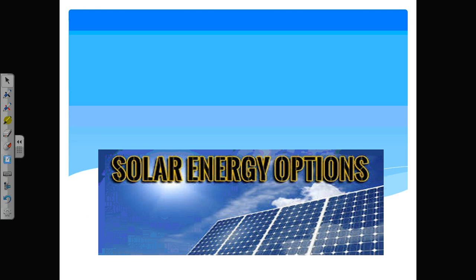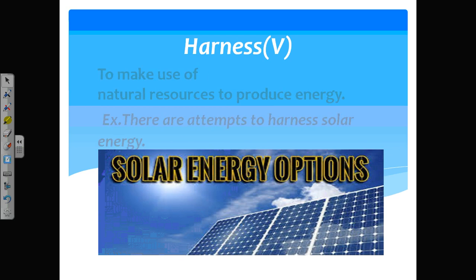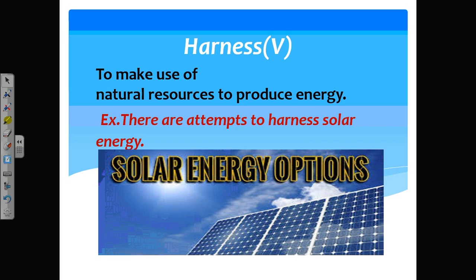Solar energy options. What does it mean? It has relation to what? What's the next word? Harness. Harness means to make use of natural resources to produce solar energy. There are attempts to harness solar energy. Attempts means trials. We have a lot of solar powered heaters. Some houses in some countries are operated using solar power to harness the solar energy.